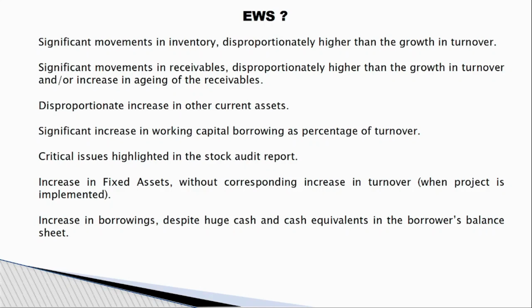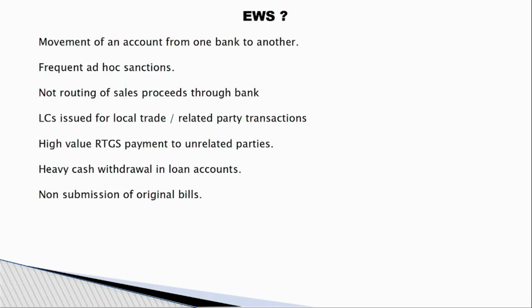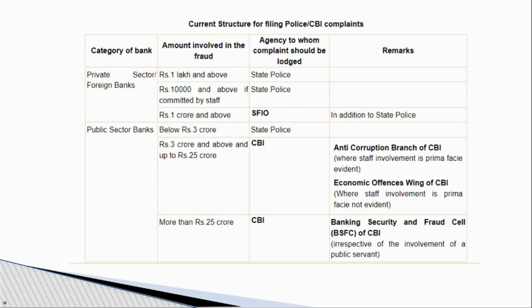Dip of profit, increase in other current assets, critical issues highlighted in the stock audit report. All these are early warning signals. With these early warning signals, you can make the account a red flagged account and you can start the audit, then necessary action. You can read it. Heavy cash withdrawal in the loan accounts, non-submission of the original bills, frequent ad hoc sanctions, every time asking for a reduction. All these are early warning signals.